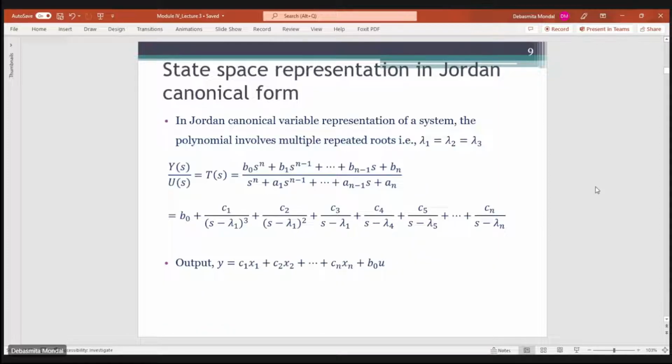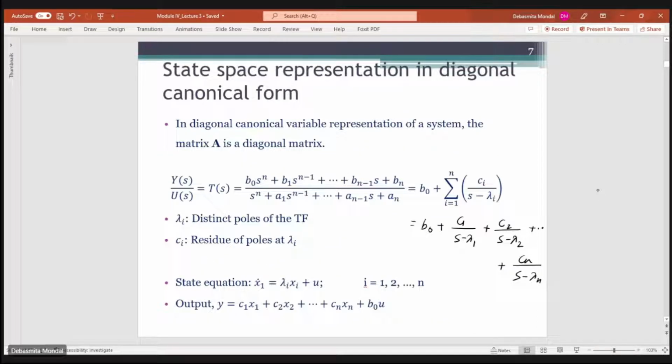Okay, similarly, there is one more type of model which is known as Jordan canonical form. So Jordan canonical form is basically a modification or an extension of the diagonal canonical form. In case your system has multiple repeated roots, in the previous case we had seen that the roots of this transfer function, or the poles of this transfer function, were distinct. Distinct means all the poles have different values. So there are no repeated or multiple poles at a certain position.